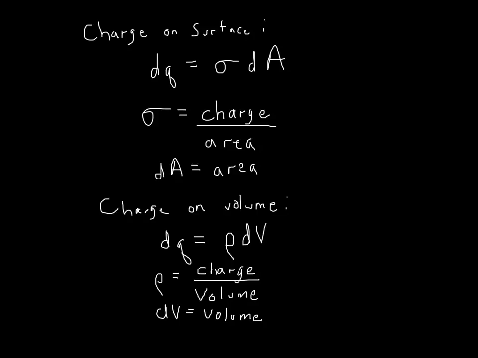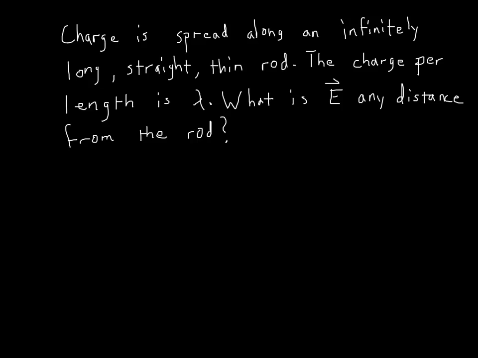Now let's try an example working with this so that we can see how this is going to work. Okay, so the example we're going to work on is where we have charge spread along an infinitely long, straight, thin rod. And the charge per unit length on that rod is equal to lambda. What is the electric field any distance that I go from this rod? So I need to figure out the electric field.